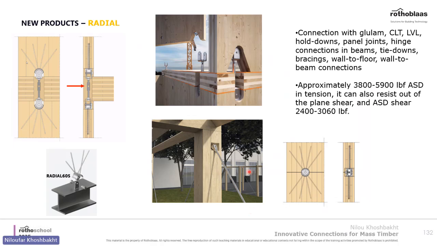This product is called Radial. This is another new product of ours, and you can use it with glulam, CLT, LVL, and it's very versatile. For example, here you see it's been connected to steel. You can use it to connect wall to wall. You can use it as a hold down, as bracing, and it has an approximate capacity of 3,800 to 5,900 pounds ASD in tension, and can also resist around 2,400 to 3,000 pounds in shear.